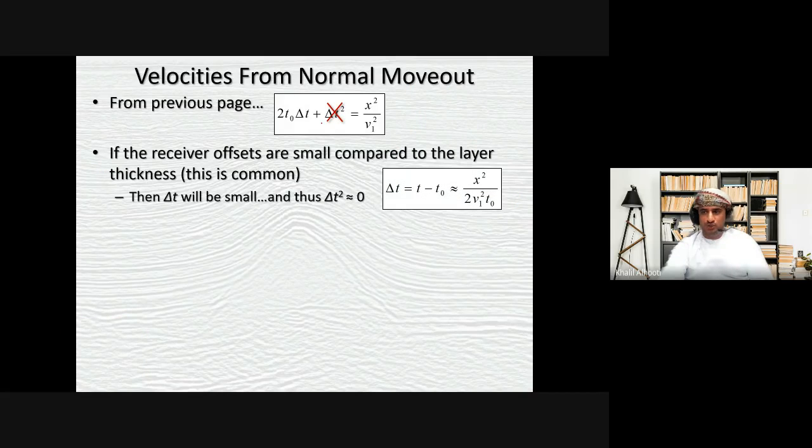We can ignore this one, and what we are left with are these two. So everything right now is simple. We can read this from the TX diagram. T naught can be read from the TX diagram. Delta T can be read from the TX diagram. X can be read from the TX diagram. So we can obtain V1.